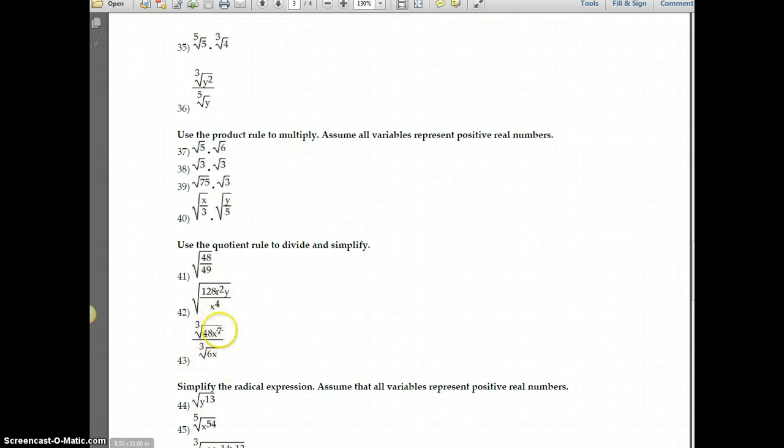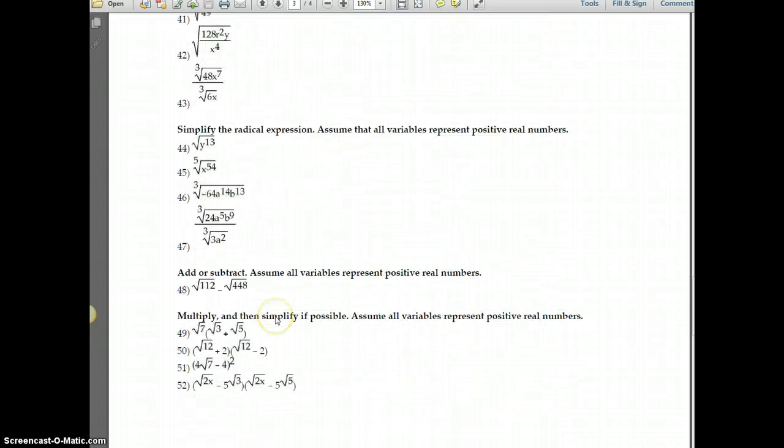Here, since we have two separate radical symbols, but we are dealing with the same index, we can use the quotient rule to break this into one big cube root, to simplify what we have underneath that cube root, and then we can break it out and simplify it. Let's see what else I wanted to talk about.